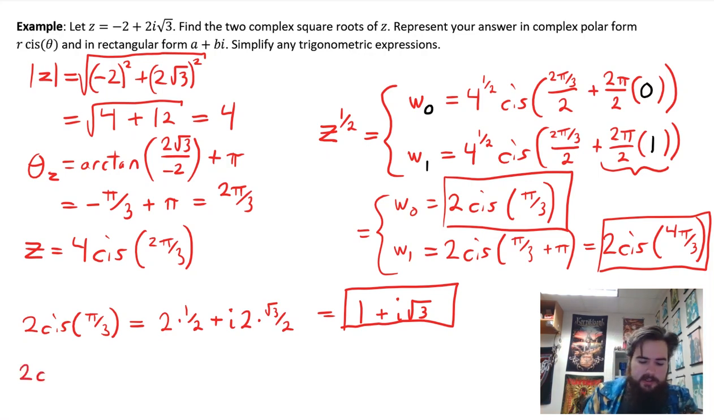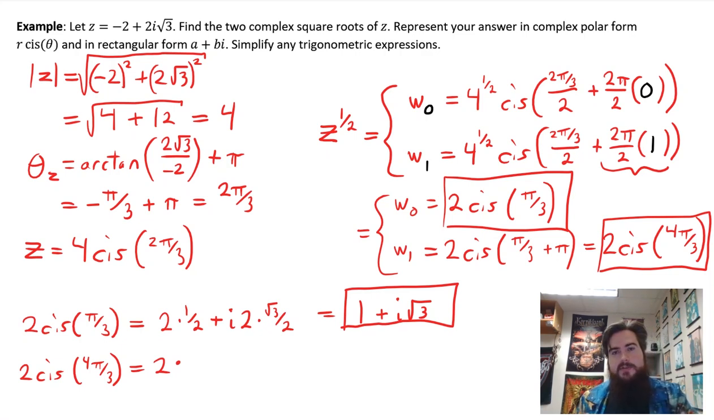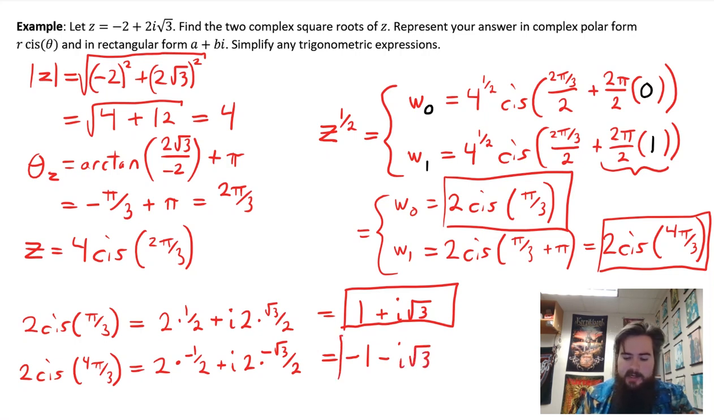The second solution, 2 cis of 4 pi over 3. This is going to be very similar. However, instead of positive 1/2 and positive square root of 3 over 2, we will have negative 1/2 and negative square root of 3 over 2. 2 times negative 1/2 will give me negative 1. 2 times negative square root of 3 over 2 will give me negative square root of 3. We have negative 1 minus i square root of 3 as my second solution. Those would be the two complex square roots of z, both in polar form and rectangular form.